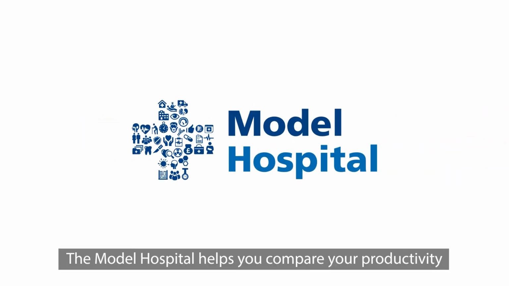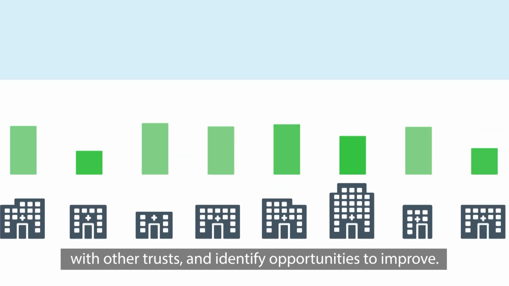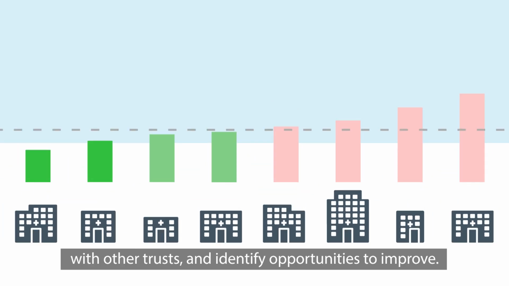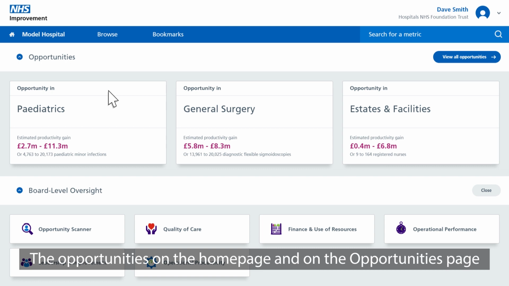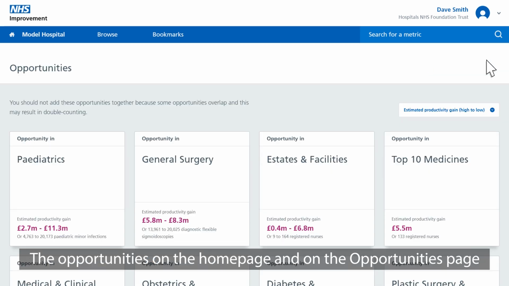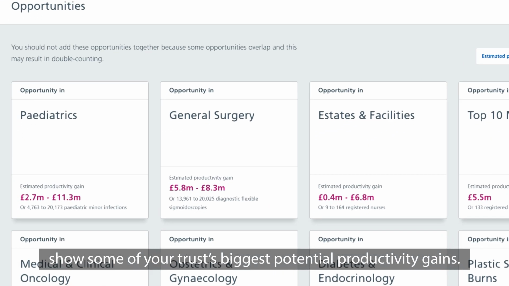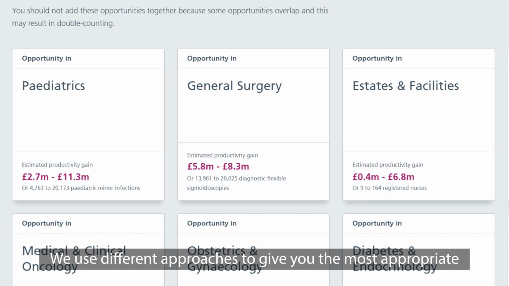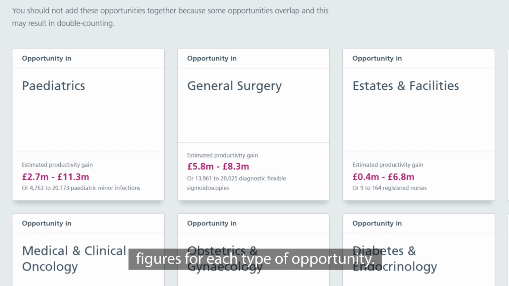The Model Hospital helps you compare your productivity with other trusts and identify opportunities to improve. The opportunities on the homepage and on the opportunities page show some of your trust's biggest potential productivity gains. We use different approaches to give you the most appropriate figures for each type of opportunity.